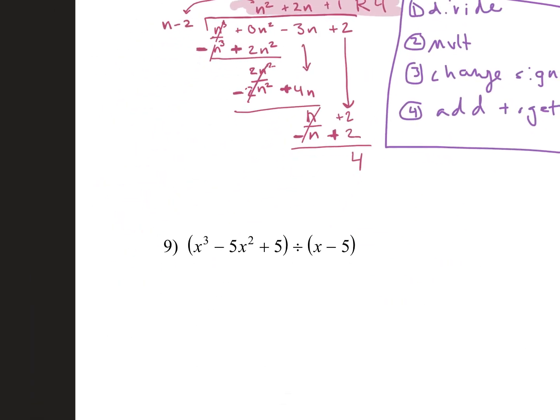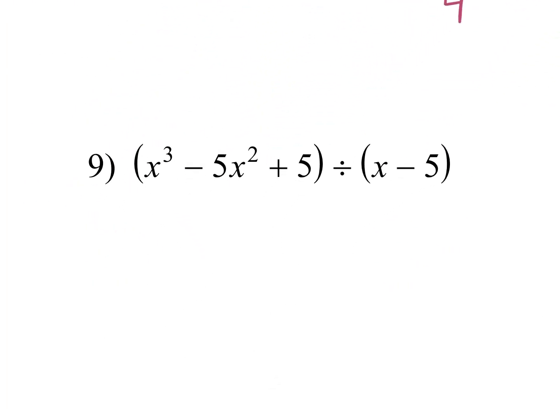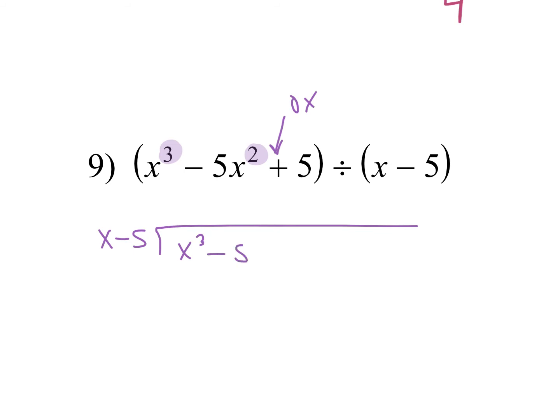Alright, let's take a look at number 9. Are we missing any terms here? We have x cubed, x squared. Do we have an x all by itself, x to the first power? Nope, we're missing that. So in here we have to put 0x. Now we have x minus 5 out front, and then the big one goes on the inside. So x cubed minus 5x squared plus 0x plus 5.